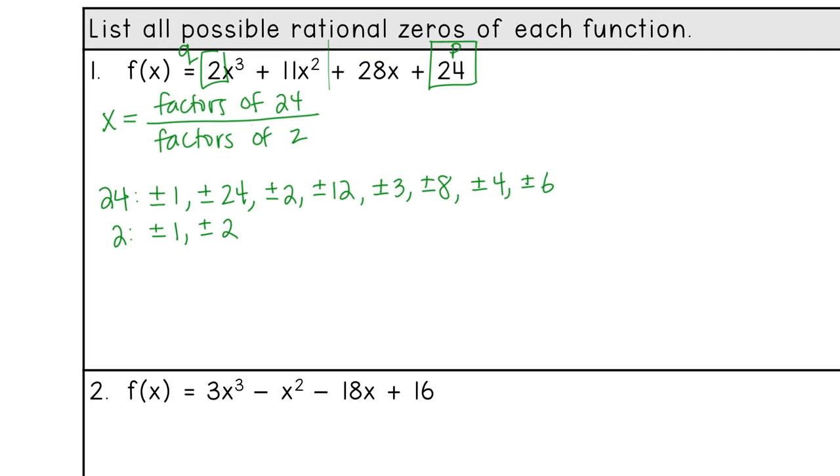Okay, but now let's find all the possible zeros. So it's going to be a bunch of fractions and a bunch of dividing. So x equals... well, all of these over 1 are going to stay the same. 1 over 1, 24 over 1, 2 over 1, 12 over 1, 3 over 1. So since they're all going to stay the same, I'm going to go ahead and just rewrite them all.